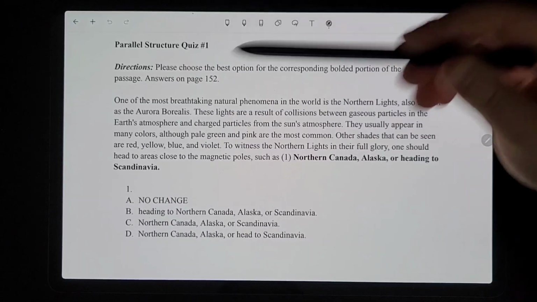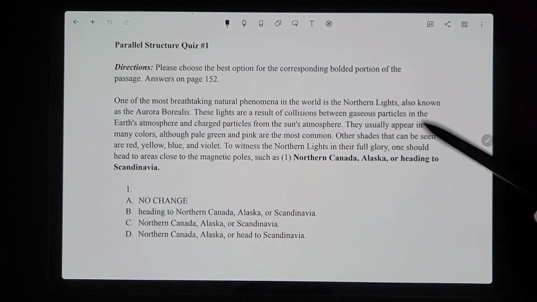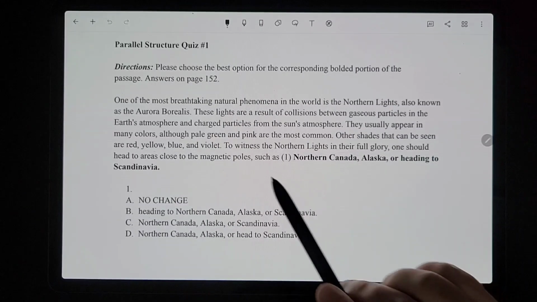So now let's try this parallel structure quiz 1. Again, if you have this resource, I recommend doing it on your own first and then doing your corrections on your own to the best of your ability. And then if you get stuck, coming back to this video for explanations.